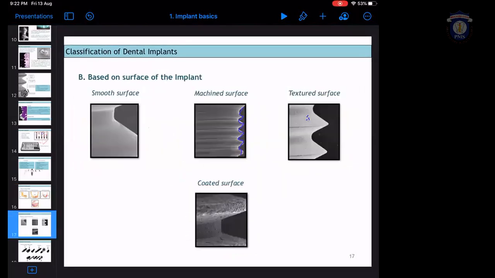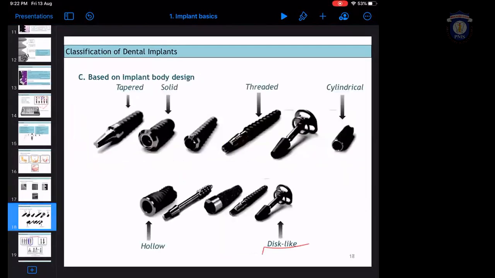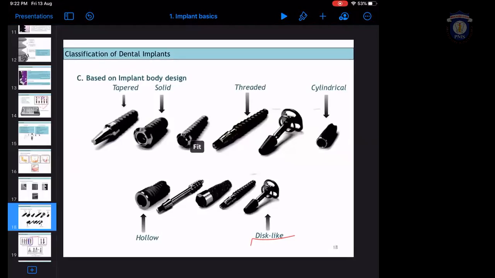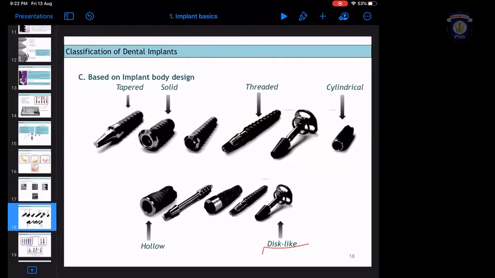Then based on the surface of the implant, it can be a smooth surface, where no chemicals or machines are used to improve its surface qualities or properties. Then we have machined surface, textured surface, and coated surface, that is physically or chemically coated. Then classification of dental implants based on the implant body design: there is a tapered one, solid one, threaded, cylindrical, hollow, or disc-like.